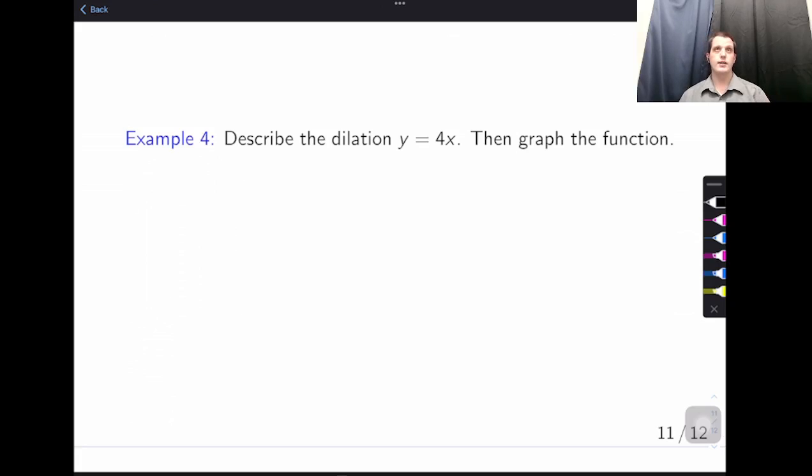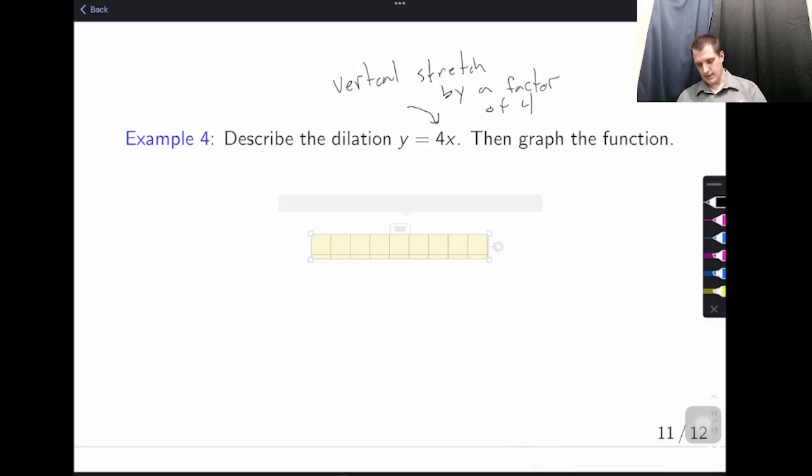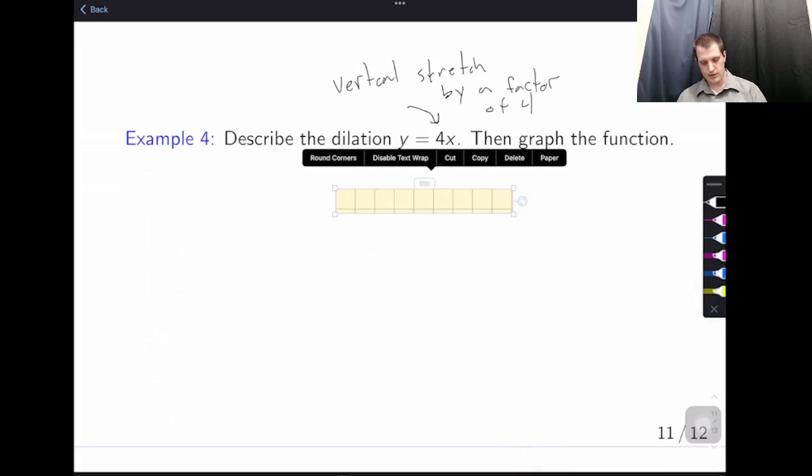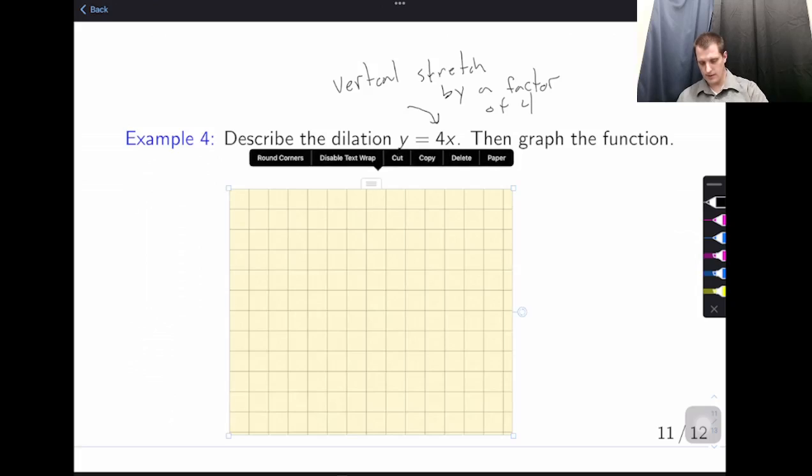Describe the dilation, then graph. So here we have y equals 4x. So this is a vertical stretch by a factor of 4. A factor just means multiple. Okay, so we should be comfortable with this graph. We've seen this graph. This was a lot of chapter 2.